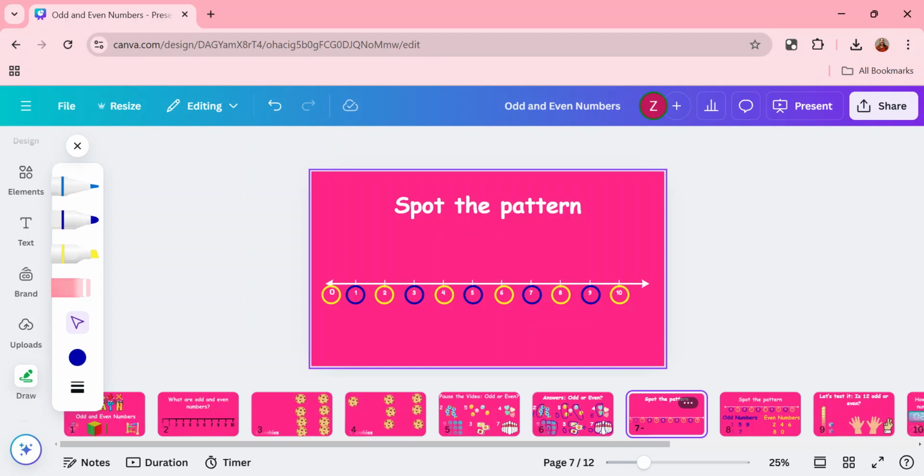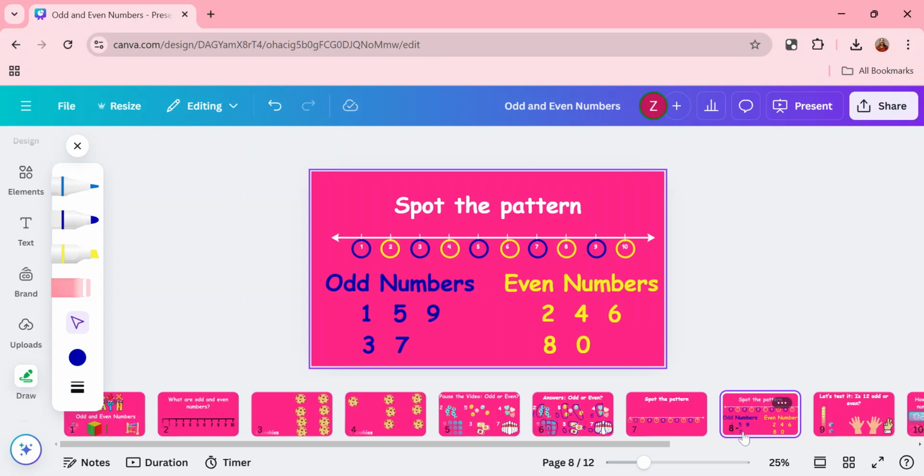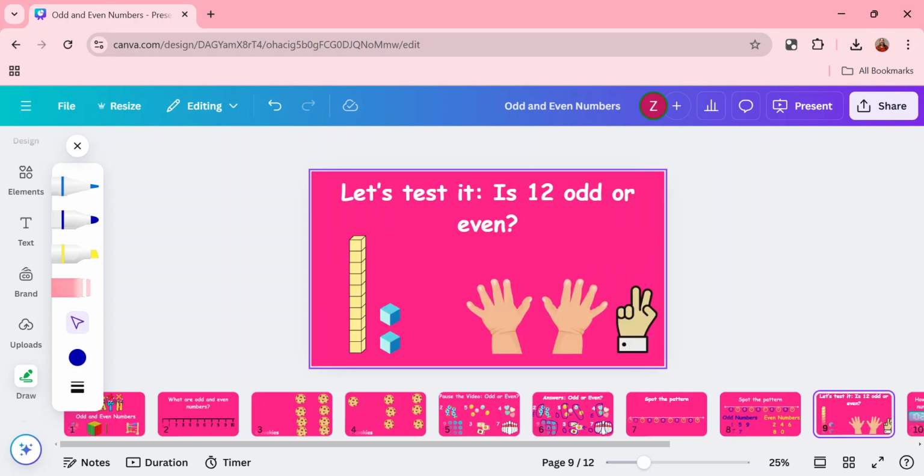So 39, it ends in 9, 9 is odd. So 39 is odd. 88. The ones digit is 8. 2, 4, 6, 8. It is even. So you can think in your head of any number and decide if it's odd or even just by knowing whether it ends in 2, 4, 6, 8, or 0, or 1, 5, 9, 3, 7. But let's test it to check.